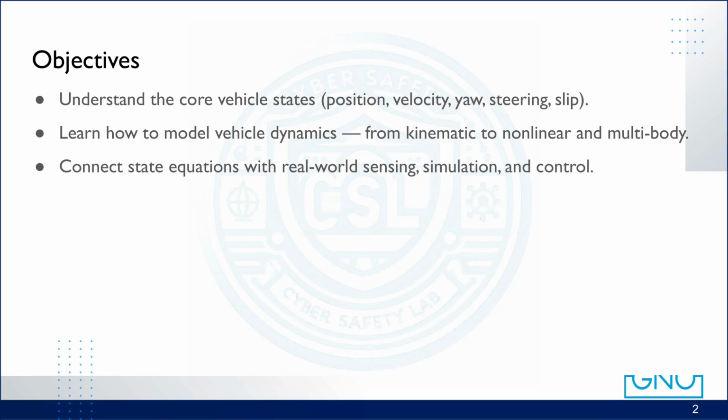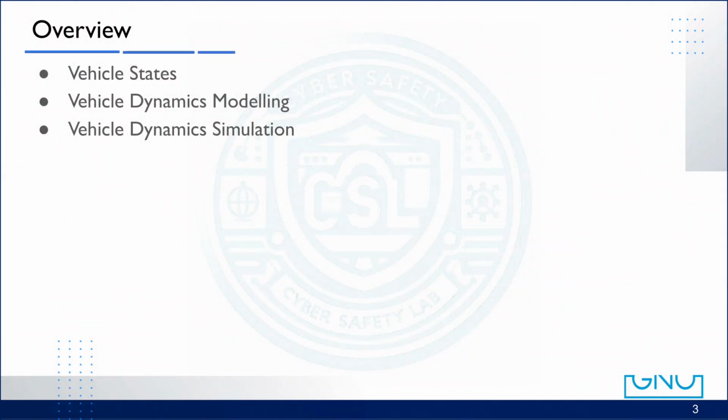Our main objectives for this lecture are threefold. First, to understand the core vehicle states: position, velocity, yaw, steering, and slip. Second, to learn how to model vehicle dynamics, starting from the basic kinematic equations and progressing toward nonlinear and multi-body models. Finally, to connect these state equations to real-world sensing, simulation, and control frameworks that allow us to predict and influence vehicle behavior.